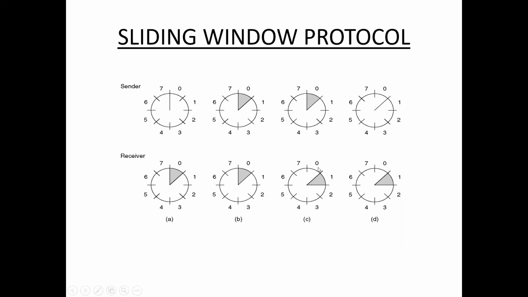See here in C, here 0 is received. So that's why here 0 is unshaded, and it sends an acknowledgement to the sender. So at the sender, the sender got the acknowledgement for 0. So that's why 0 is unshaded.